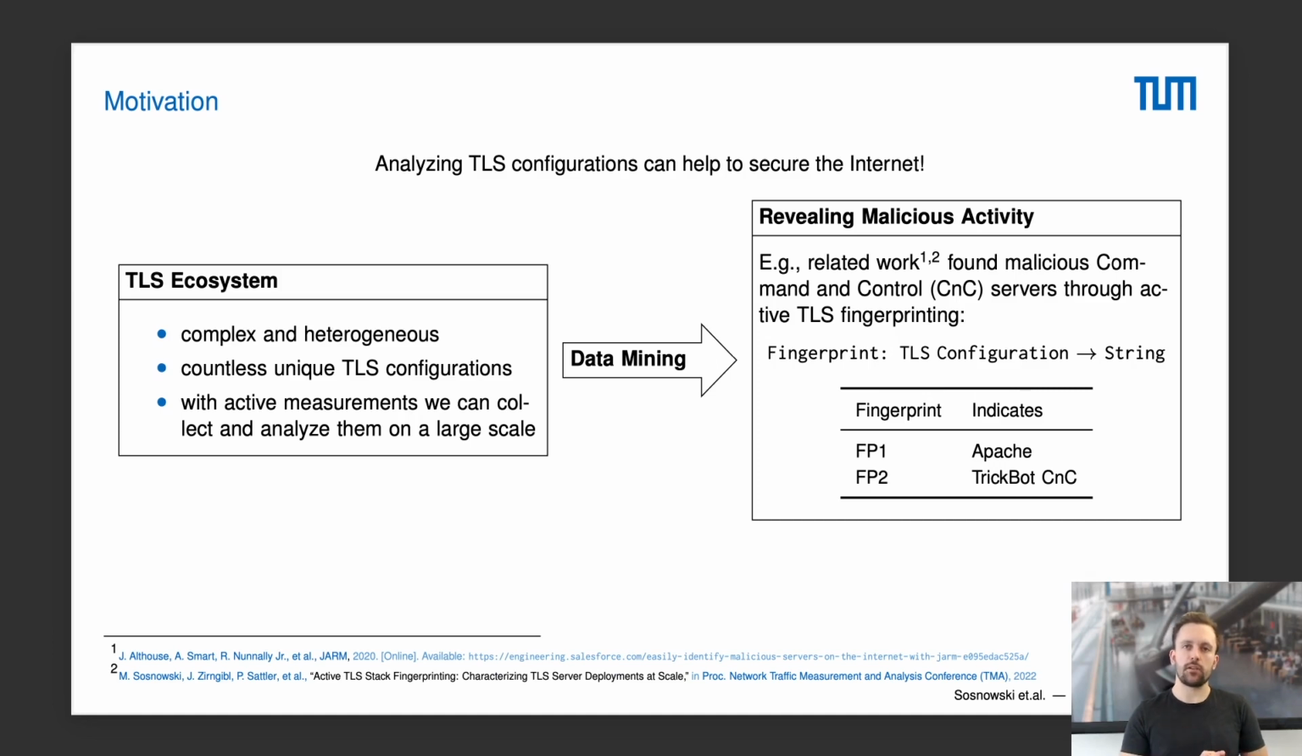And for example, two related works have already found malicious command and control servers through active TLS fingerprinting, where their fingerprint is basically just a textual representation of the TLS configuration on the server. And they basically found out that they can use certain fingerprints to indicate something like a normal Apache web server or even a malicious command and control server. However, such data mining applications can only be as good as the underlying data.